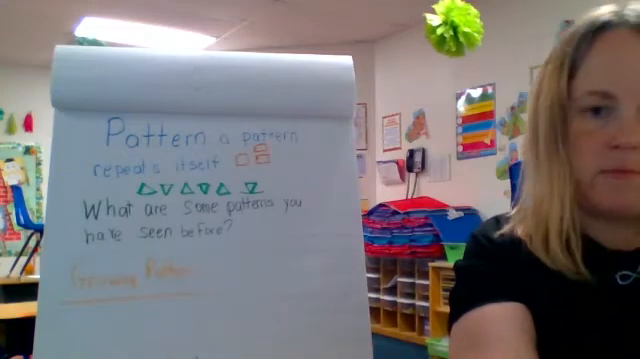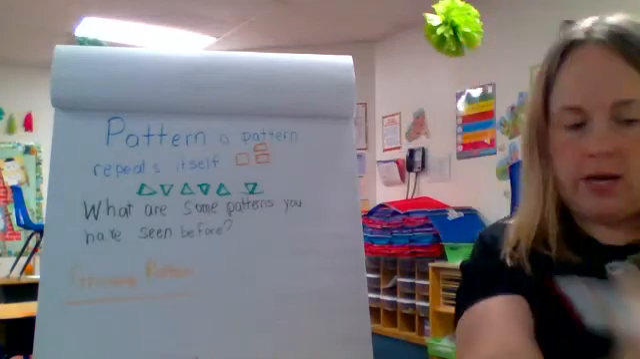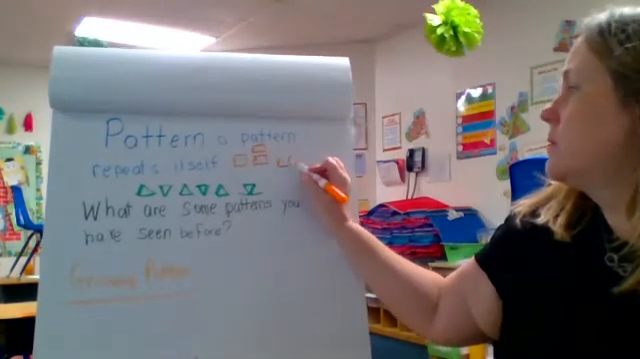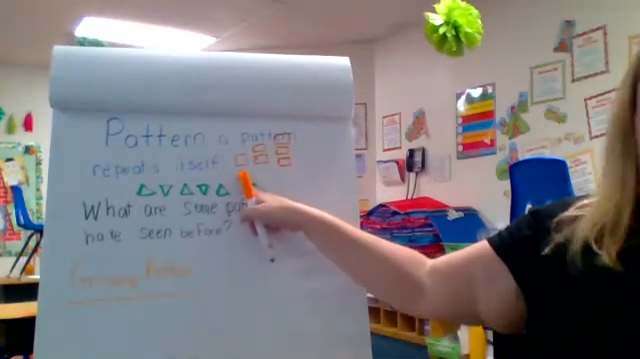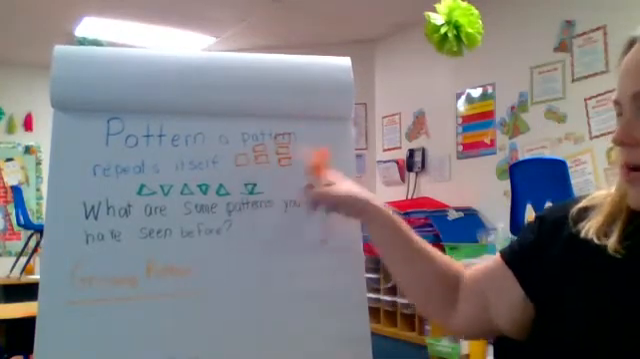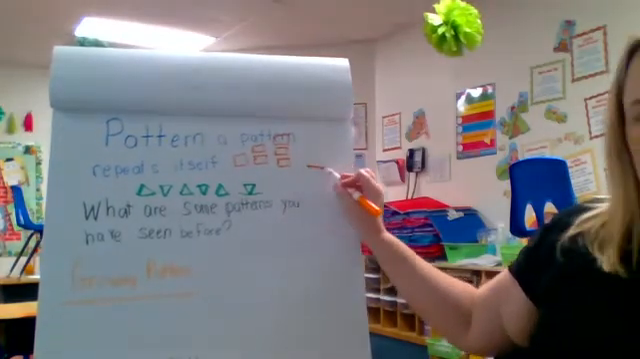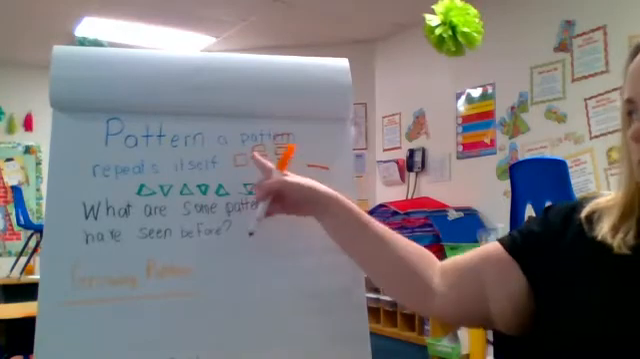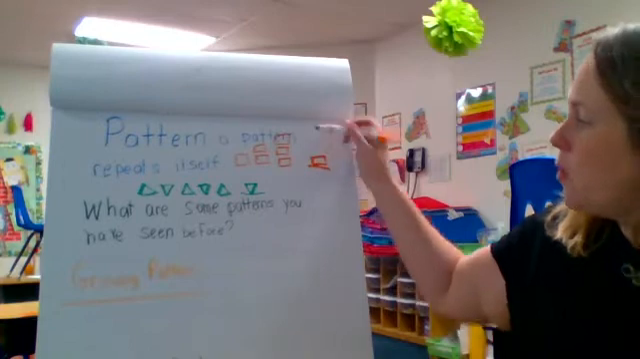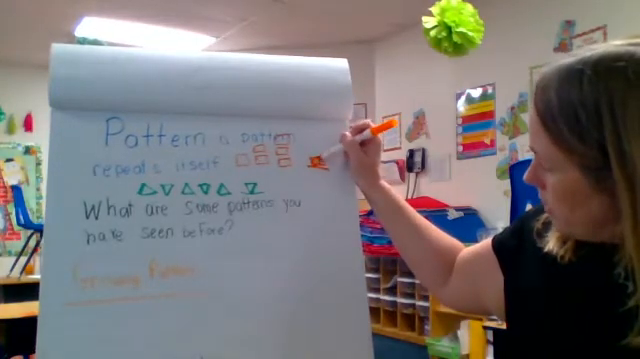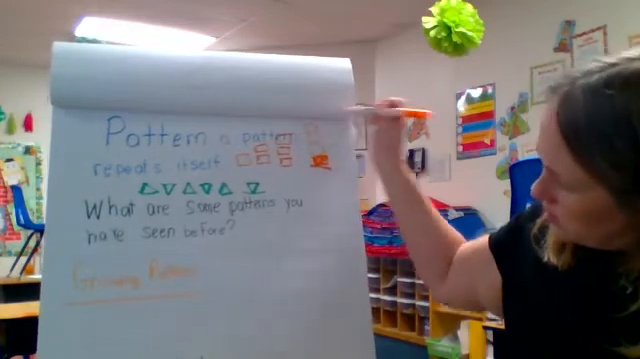And then the next item in my pattern is 3 orange squares. So we have 1 orange square, 2 orange squares, and 3 orange squares. Any idea what would come next? 1, 2, 3, 4. That would be 4. I'm sorry, that looks more like a rectangle. That would be 4 orange squares.